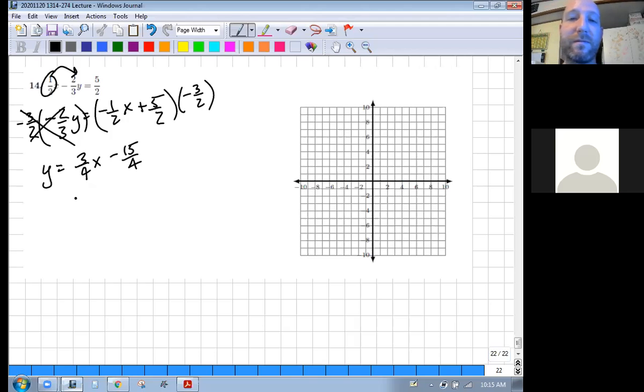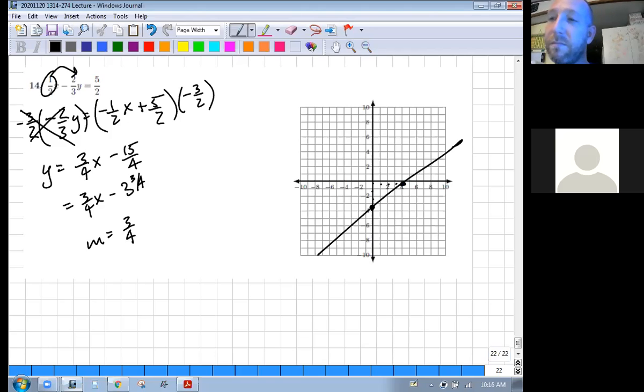All right. 15/4 is what, 3 3/4, right? So if we plug in a 0 for x, we have to go down 3 3/4. Our slope is 3/4. So for every 3 I go up, 1, 2, 3, I have to go to the right 4. 1, 2, 3, 4. There's my line.